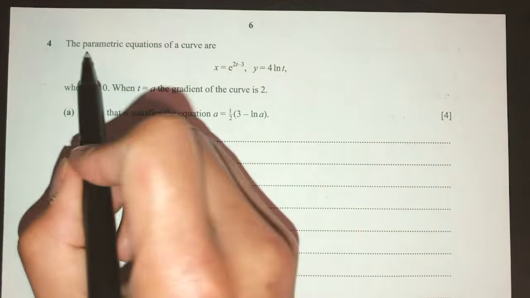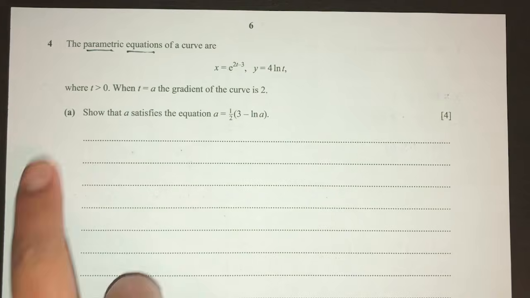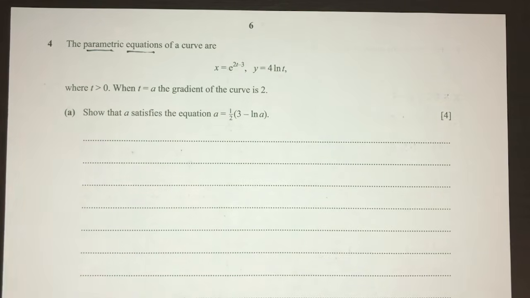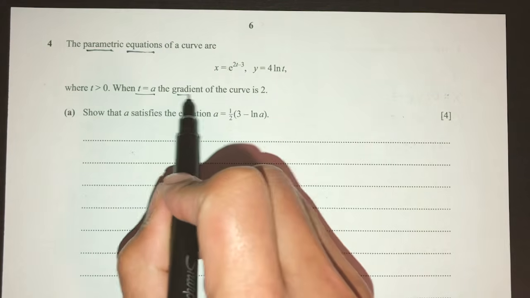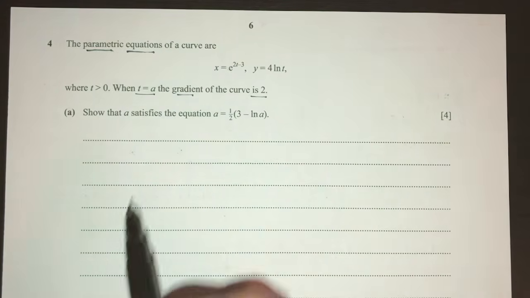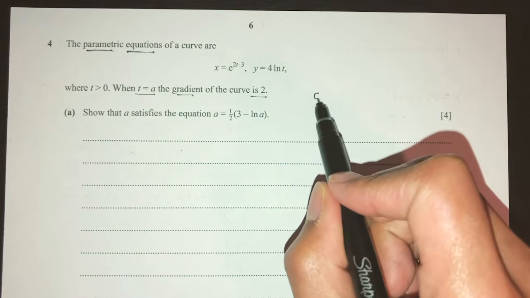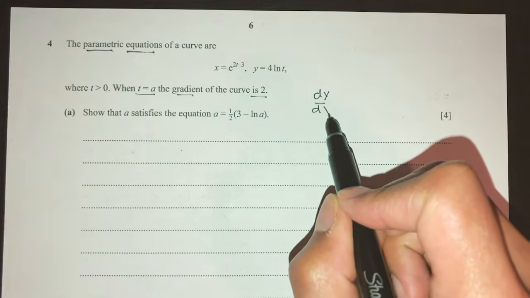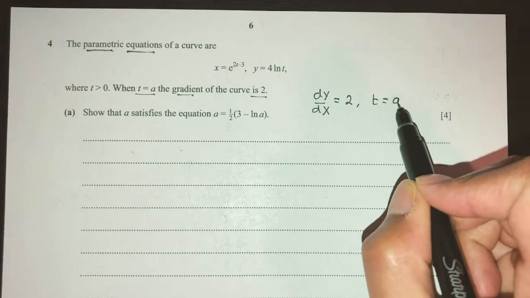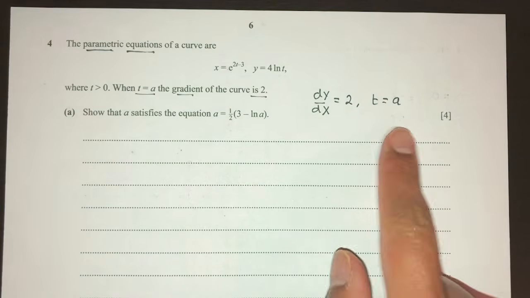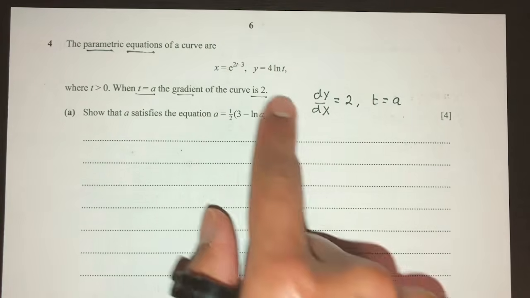So we have the parametric equations of a curve, these two, where t is a positive value. Now when t is equal to a, the gradient of the curve is 2. Whenever we mention the gradient of a curve, you have to know that gradient is dy by dx. So dy by dx is equal to 2 when t is equal to a. We have to use that information to show that a satisfies this equation.